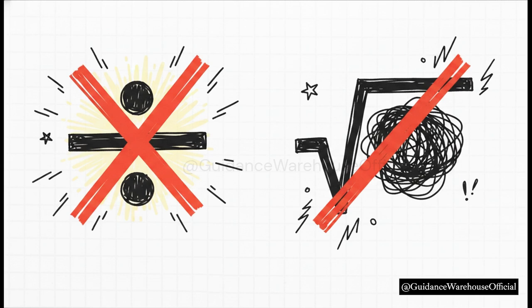Rule number 1, you can never, ever divide by 0. Just don't do it. And rule number 2, you cannot take the square root of a negative number because that won't give you a real number back. These rules are the law when it comes to deciding what x inputs are actually allowed in your function.